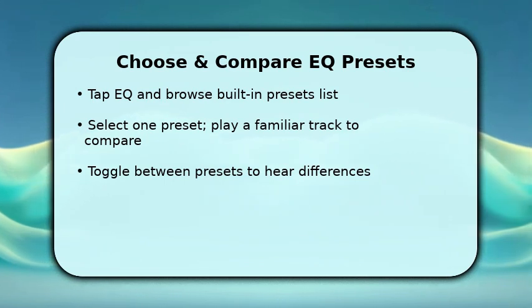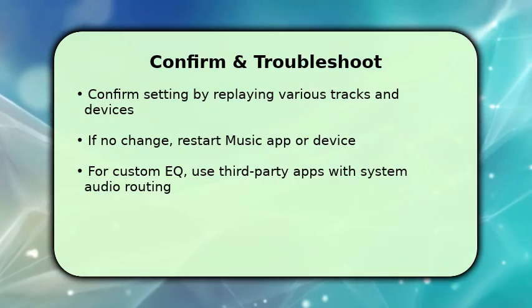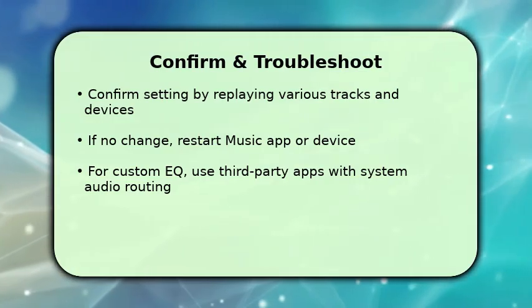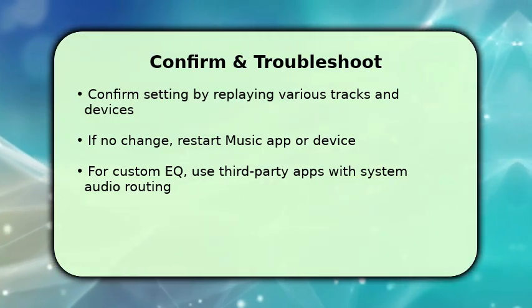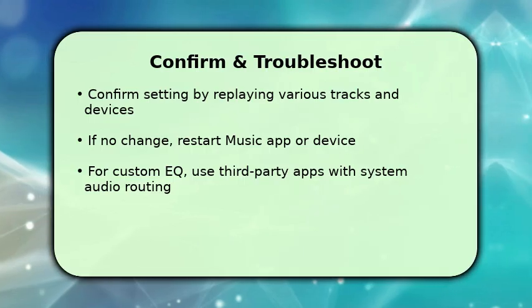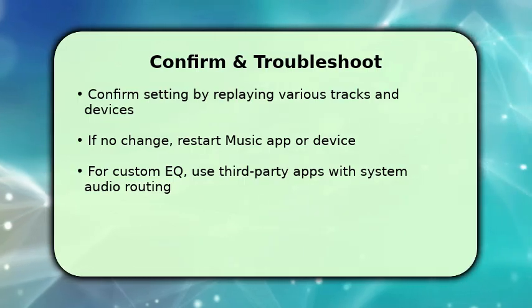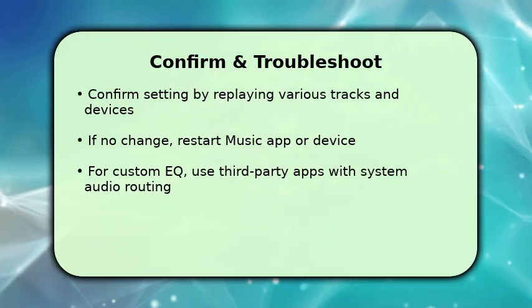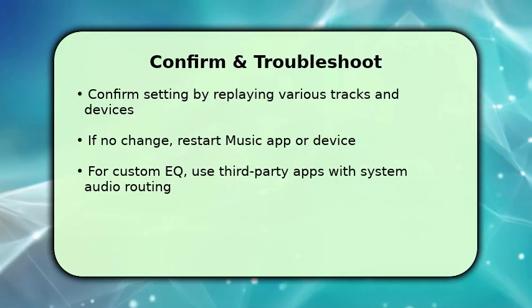Finish by confirming the EQ works across songs and output devices. Play several tracks, connect different headphones or speakers, and make sure the active preset sounds as expected. If you don't hear any difference, force close the music app and reopen it. If still silent, restart your iPhone. Sometimes audio routing needs a reboot.